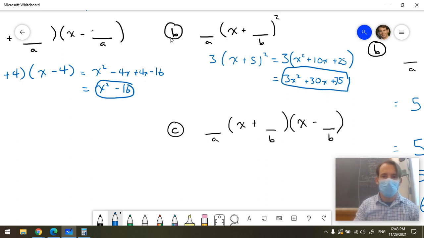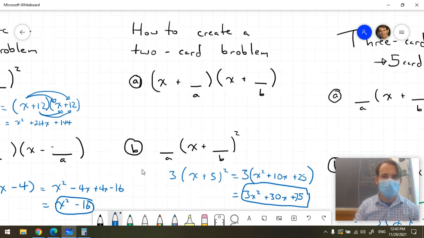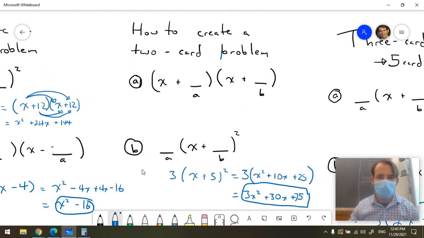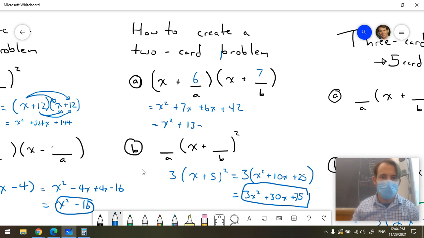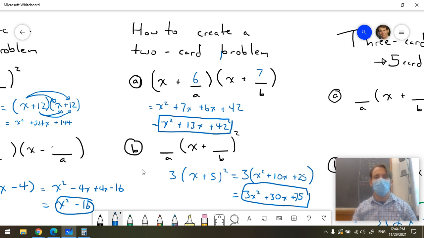Okay. Now, I could also arrange those in a two-card problem in this way. So I could put my number here. Let's say this is a 6, and this is a 7, let's say. And so then I would have x times x is equal to x squared. X times 7 would be plus 7x. 6 times x would be plus 6x. And 6 times 7 will give me plus 42. So then it would be equal to x squared plus 13x plus 42. This is one problem that you could create with a 7 and a 6 by putting the numbers in those spots.